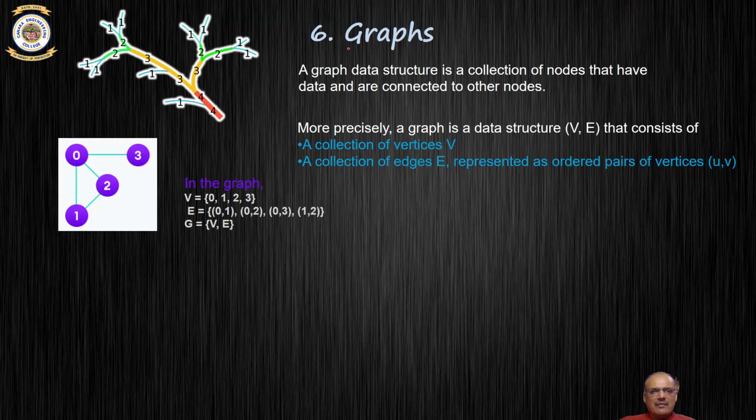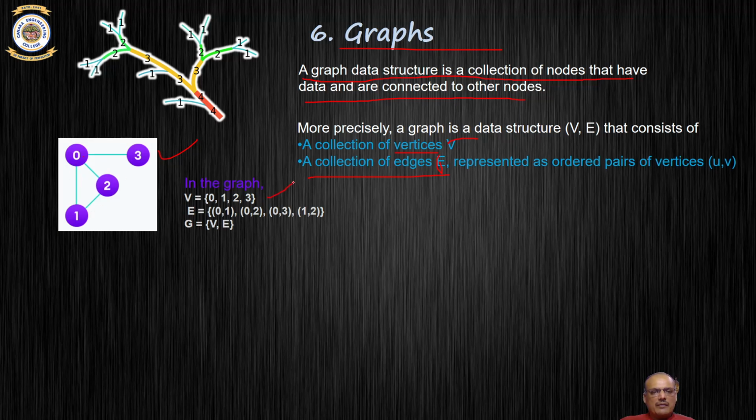Then we have what is called the graph data structure. The next one is the graph data structure, the last one. A graph data structure is nothing but a collection of nodes which have data interconnected. A graph has two things: one is called the vertex and the other is called the edge. So a graph is nothing but a collection of vertices and edges together. Say for example, given out here, this particular graph has 4 vertices: 0, 1, 2 and 3.